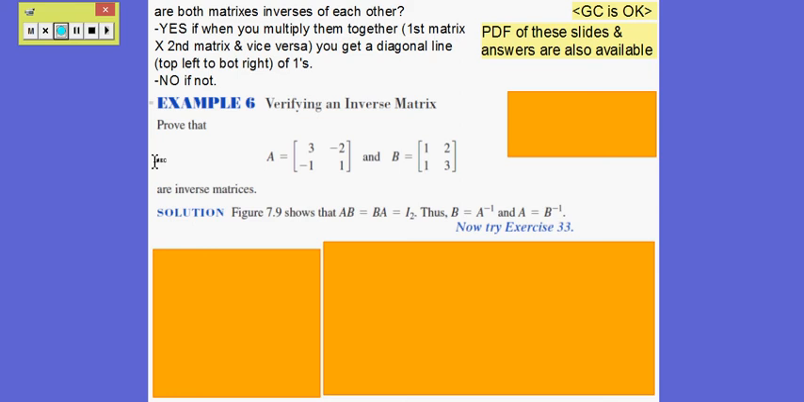Let's talk about what's on the screen right now. What you see is basically verifying whether or not two matrices are inverses of each other. If you multiply both matrices together and you get a diagonal line of ones from the top left to the bottom right, then both matrices are inverses of each other.